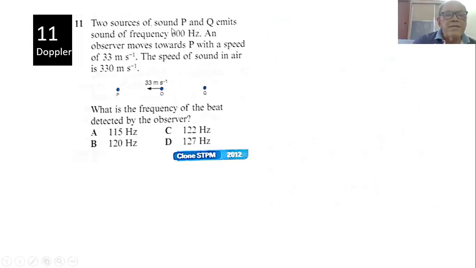Two sources of sound P and Q emit sound of frequency 600 Hz. An observer moves towards them, right? These are the sources. The observer is the one moving with that speed there. The speed of sound in air is given. What is the frequency of the beat detected by the observer?